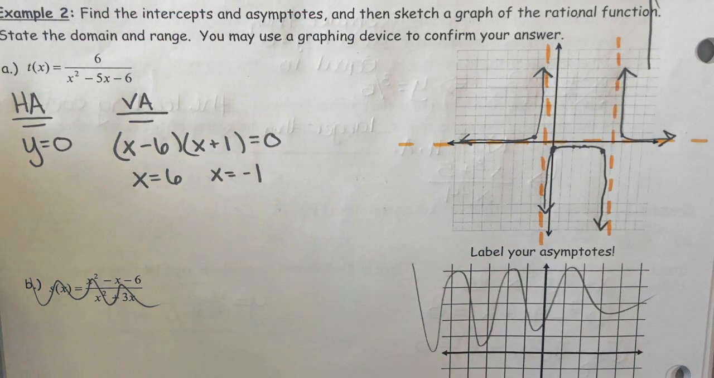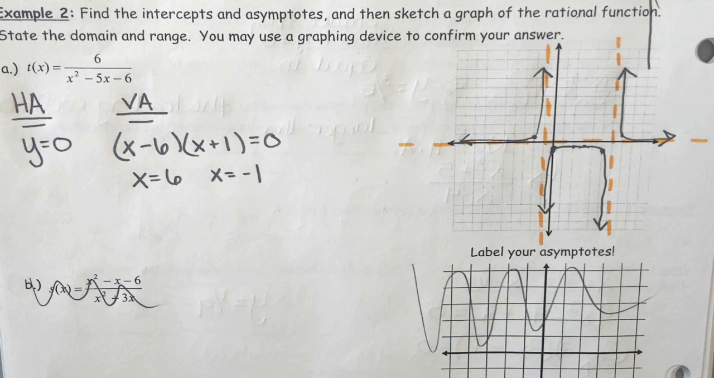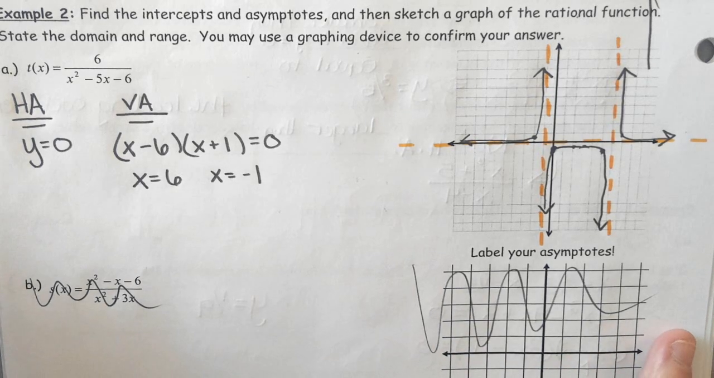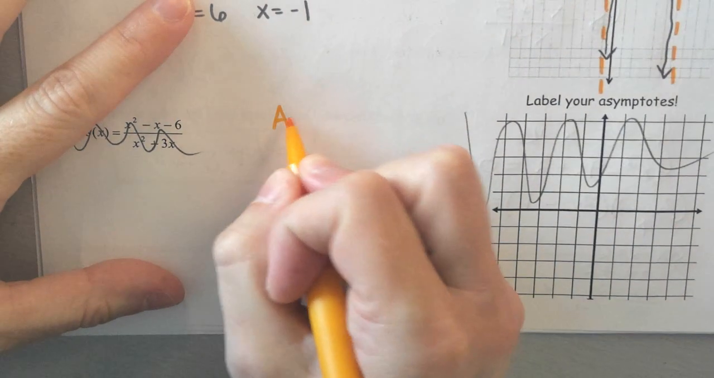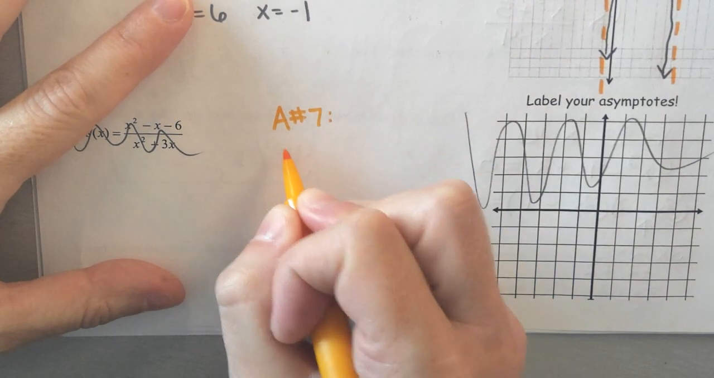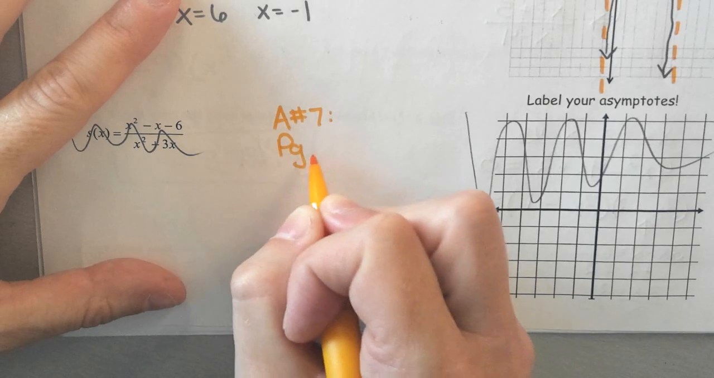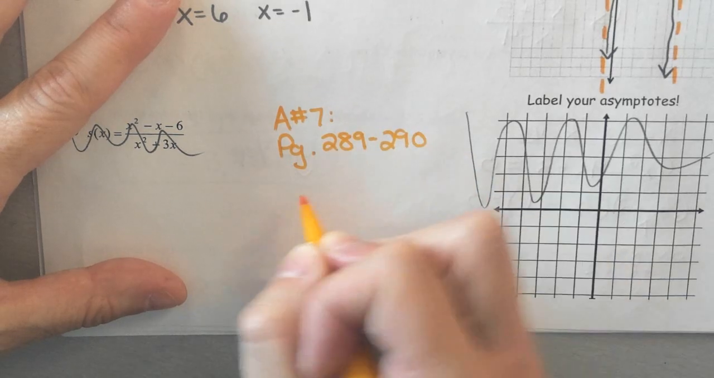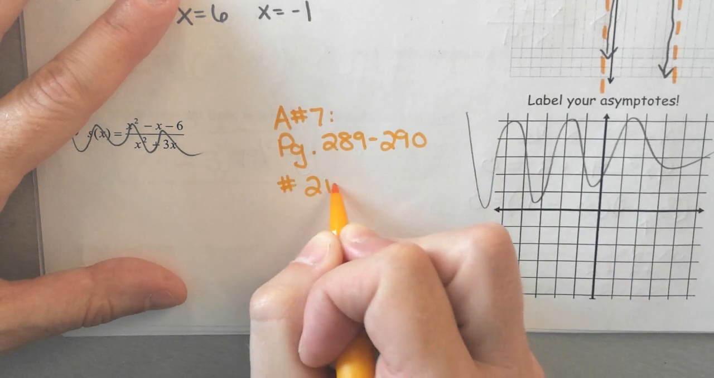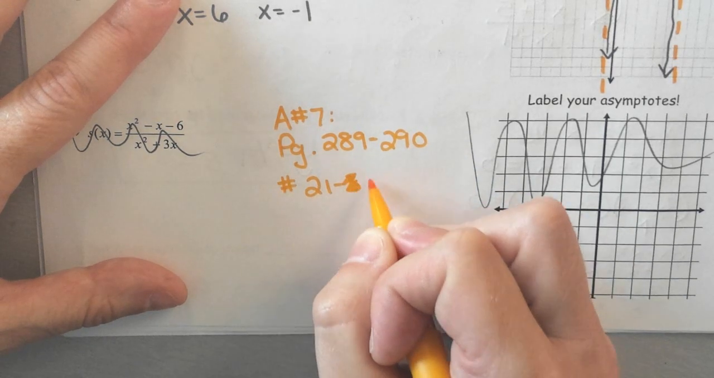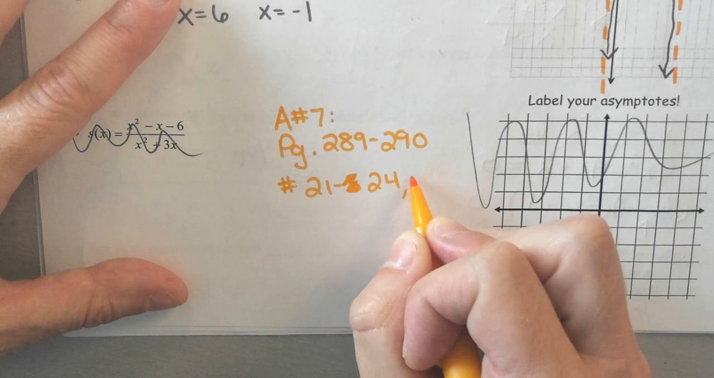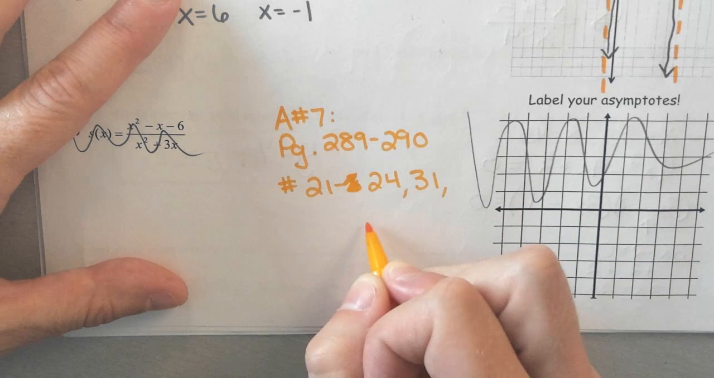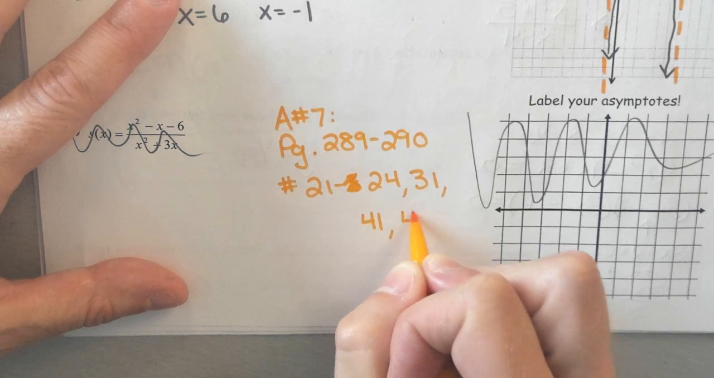Okay. There's graph paper in the back if you would like to use some of my graph paper. The homework is assignment 7. It is page 289 to 290, numbers 21 to 24, 31, 41, and 49 to 50.